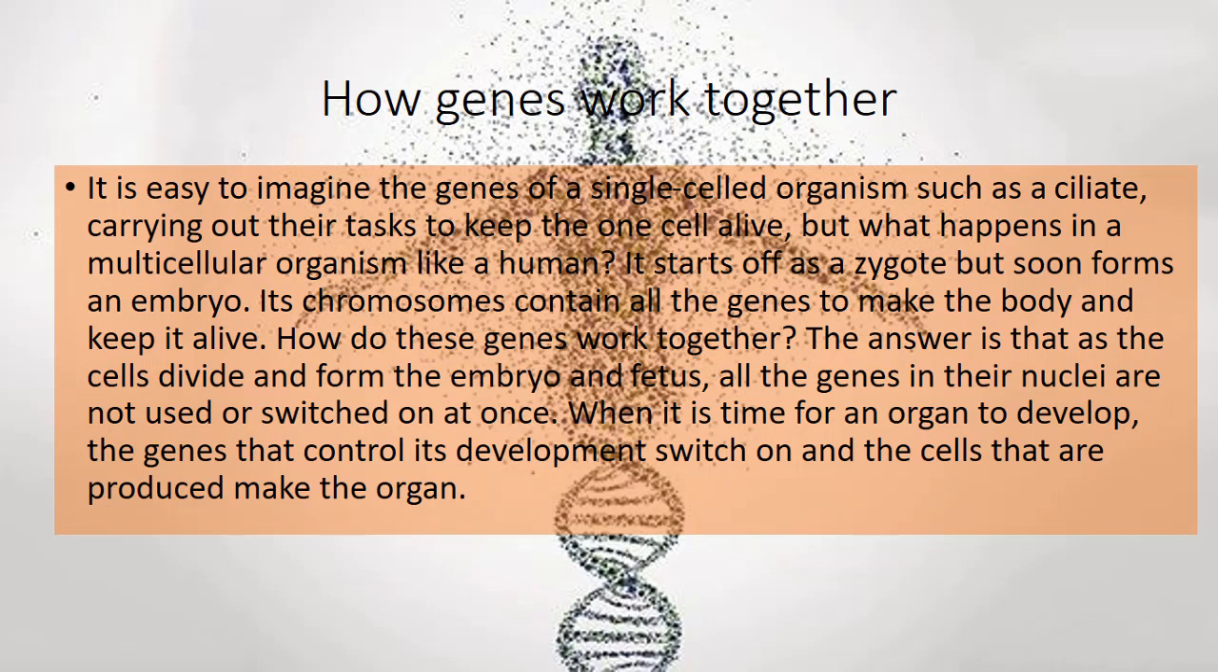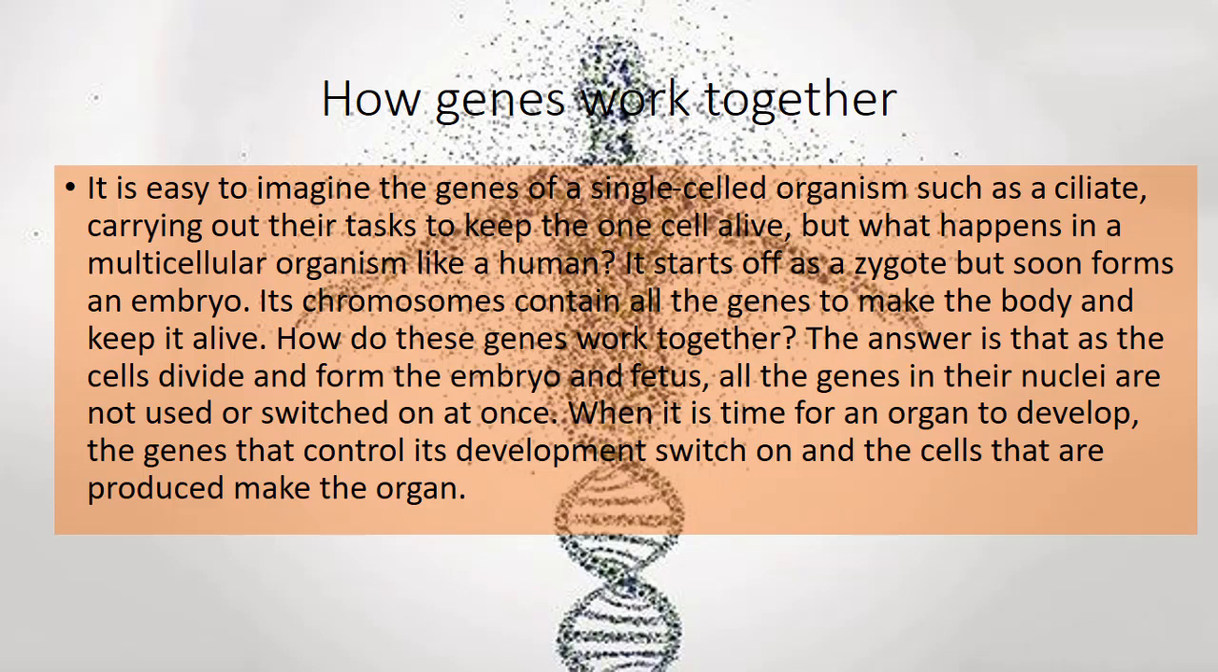How do the genes work together? It's easy, guys. Look here. Imagine the genes of a single-celled organism, such as a ciliate, for example. There are single-celled organisms which have a body of one cell. But what about us? We have a multicellular body. It starts off as a zygote, but soon forms an embryo as the cells make many divisions. Its chromosomes contain all the genes to make the body and keep it alive. How are they going to work together?